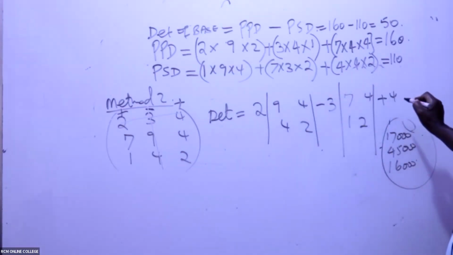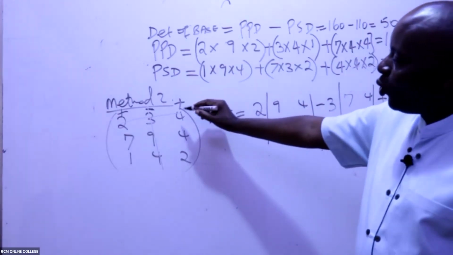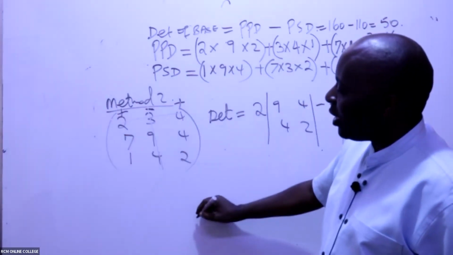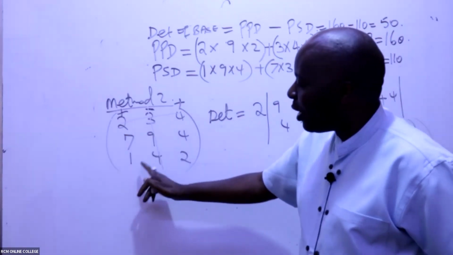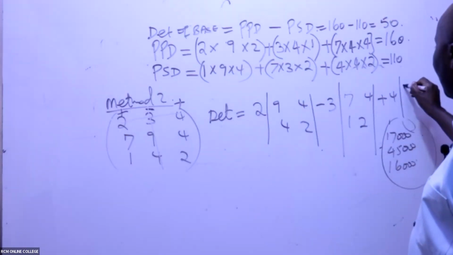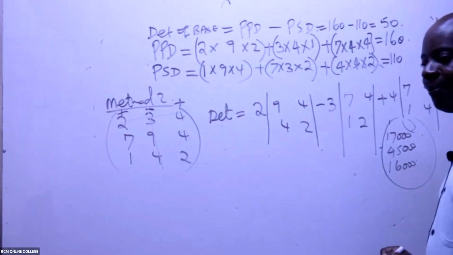Positive 4. And then you have, in this case here, so this number, if you are to do your hide and seek, you'll be left with this and this. You'll be left with 7, 9, 1, 4 uncovered like that.